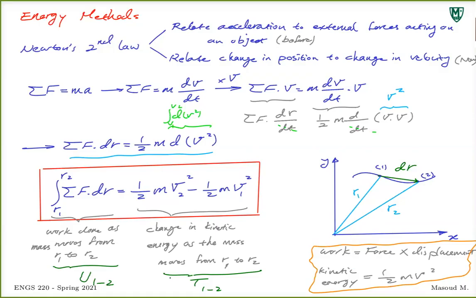Left side talks about work, right? The work done from point 1 to point 2. So this equality says u from 1 to 2 is equal to t from 1 to 2. This is called principle of work and energy. This equality is telling us that work done from the left side by the resultant force, summation of forces, right? Resultant force, remember that, acting on a particle is equal to the change in the kinetic energy of the particle. That's principle of work and energy.